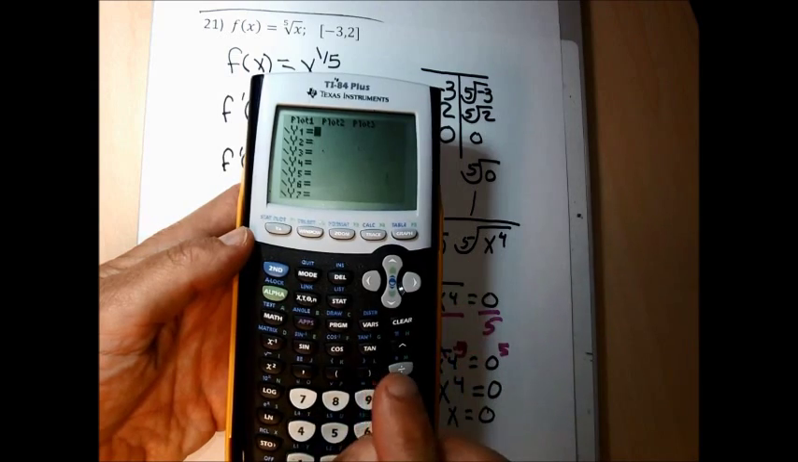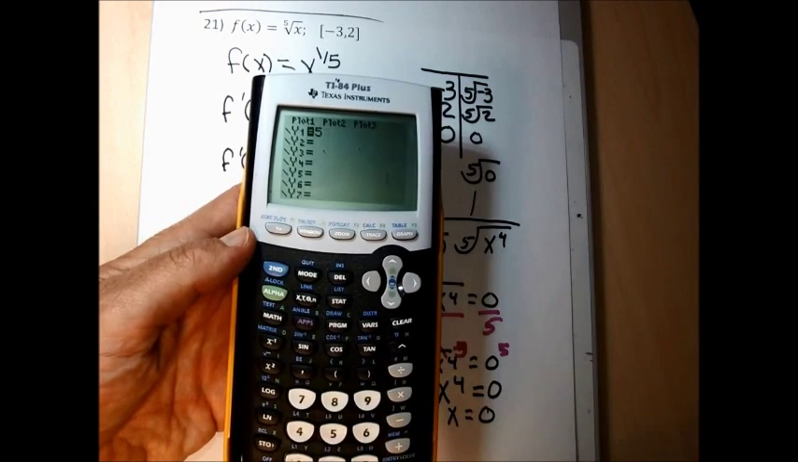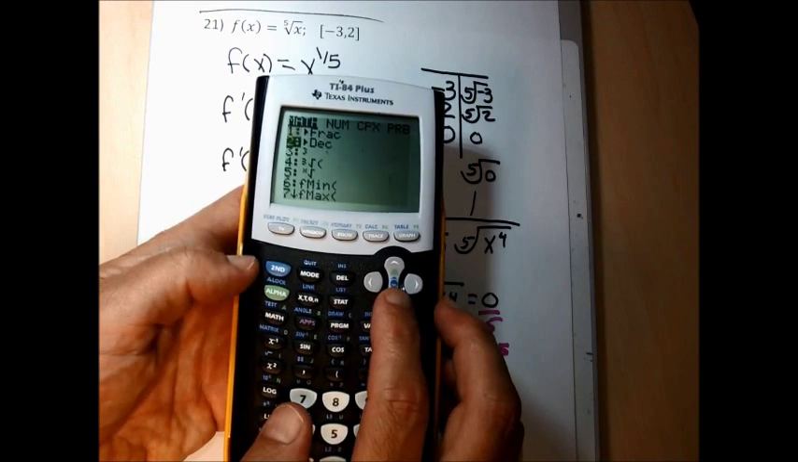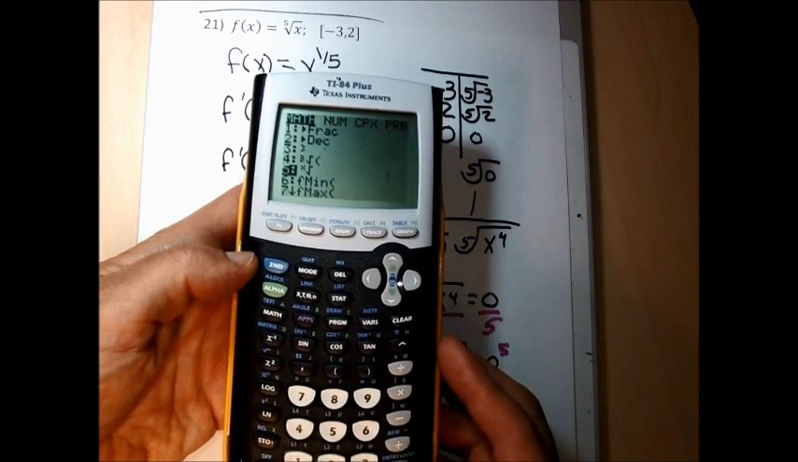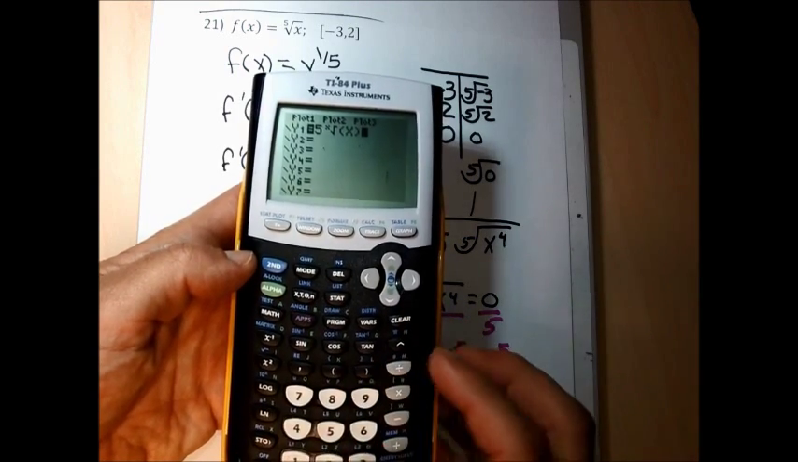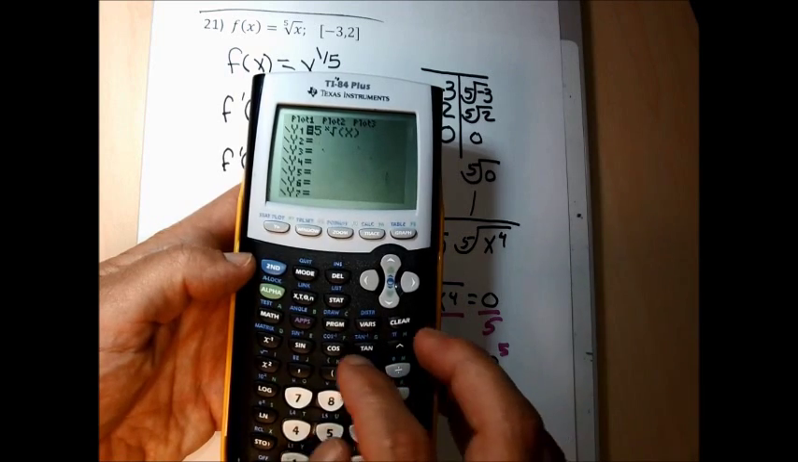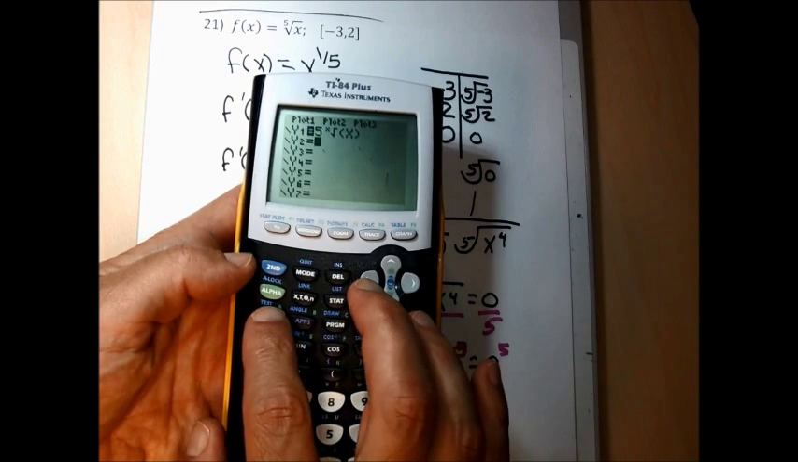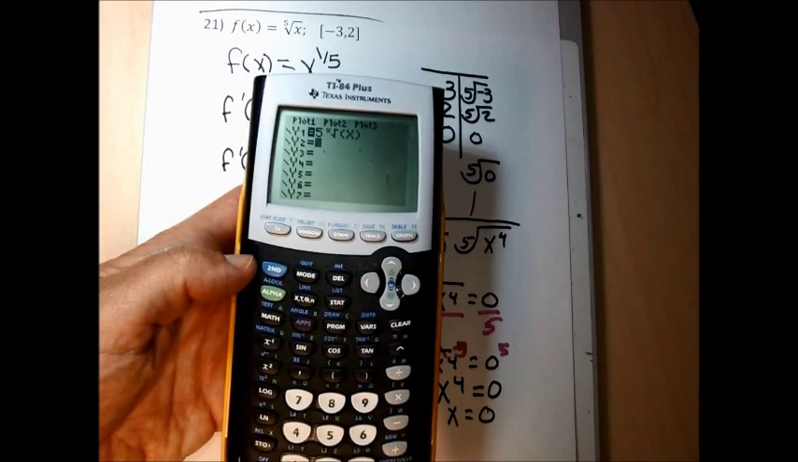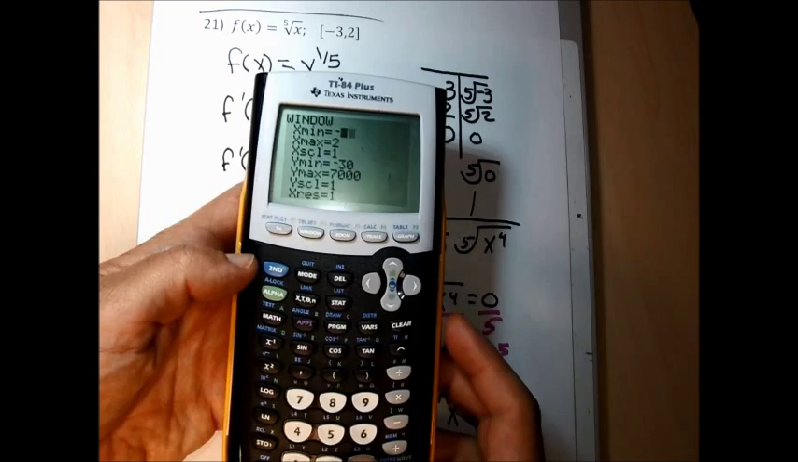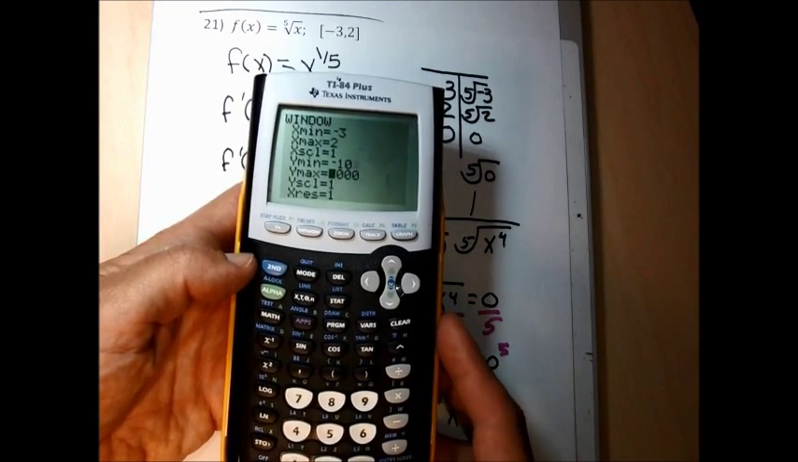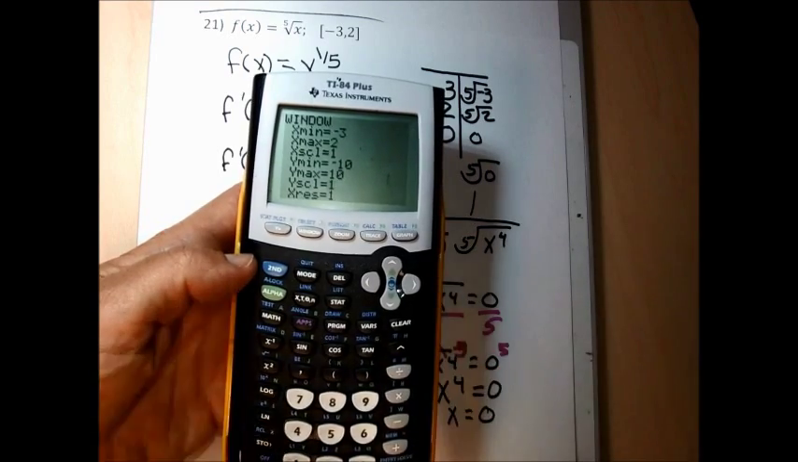To do a fifth root of x, I have to type the number 5, that means fifth root, hit my math key, and then down to option 5, and that means the fifth root. And then I'm going to put the x in parentheses. So that's how I'm going to enter the fifth root of x. Again, I typed the number 5, I hit the math key, selected the option 5, and then I typed the x in. My window needs to go from x equal to -3 to x equal to 2, and I'm going to make my y's -10 to 10, and those might even be too big, but they definitely don't need to be in the thousands.